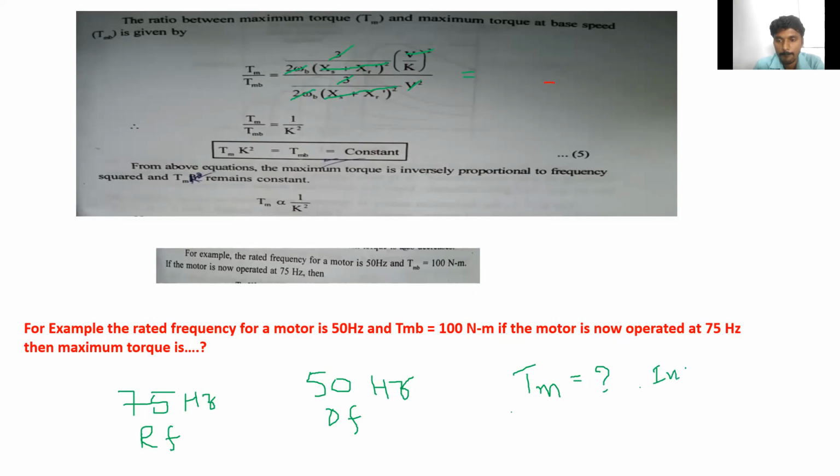I will mention the options like this: A is equal to increase, B is equal to decrease, and C is equal to constant. Increase, decrease or constant, which answer is right? Increase, because the operating frequency decreases. When the operating frequency decreases, the torque will increase. So obviously the torque will increase.